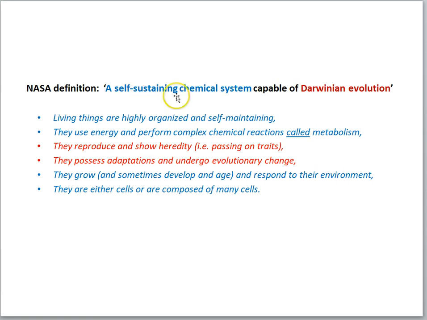So in blue here, the self-sustaining chemical system, that sort of is captured in the blue statements down here. Highly organized, self-maintaining, performing chemistry called metabolism, grow, respond to the environment and are cells, right? That's the chemical system, the cell. Darwinian evolution would be captured in the red items here. They reproduce, show heredity, and possess adaptations, undergo evolutionary change. Remember, to qualify as living, an object must have all of these characteristics. If an object does not have some of these things on this list here, we would say it is not alive.